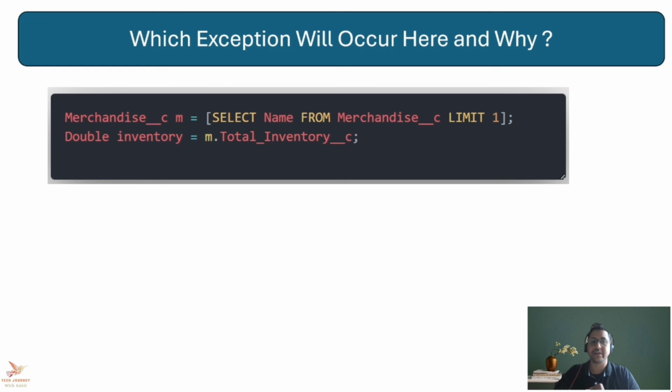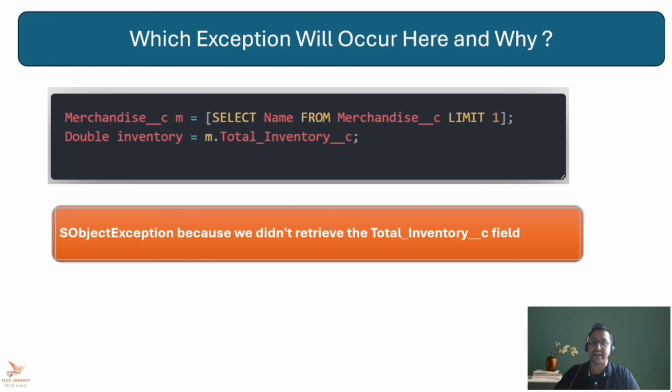If I execute this line, the exception that will occur here is the SObject exception. Why is the SObject exception happening? Because here you can see I am using the total inventory field, but I am not querying that field. If I am not selecting that field in our query and directly use that field, then I will get the SObject exception. To avoid that, we have to also fetch the total inventory field from the merchandise object.